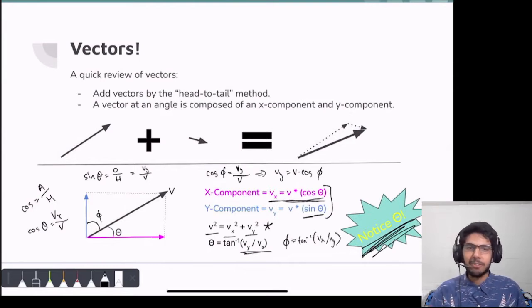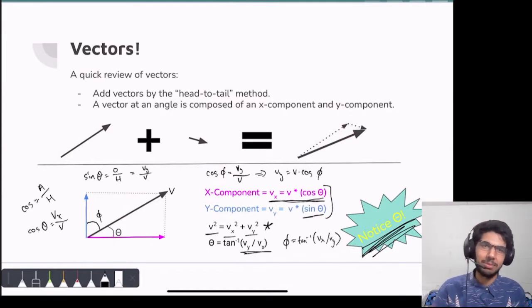So that's a quick review about vectors. Now we sort of know how to add vectors. And this helps when we're doing 2 dimensions, because now not all of the vectors are pointing along the same line.